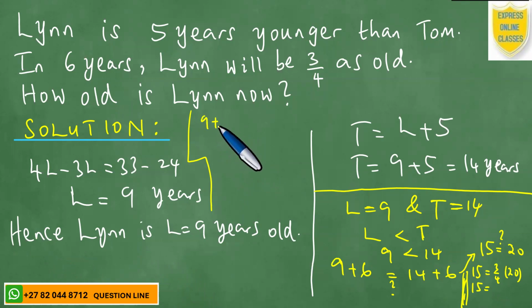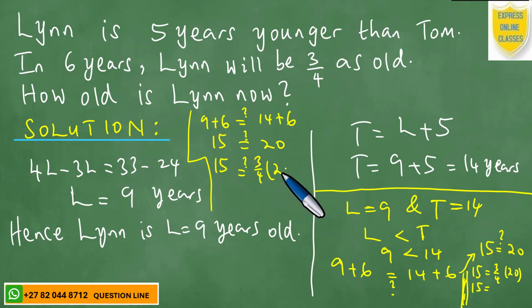We take Lynn's age 9, we add 6, and Tom's 14, we add 6. Then we have 15 and 20. And 15 should equal 3/4 of 20. You divide 20 by 4, you get 5, and 5 times 3 is 15. Indeed, it is true that 15 equals 15.